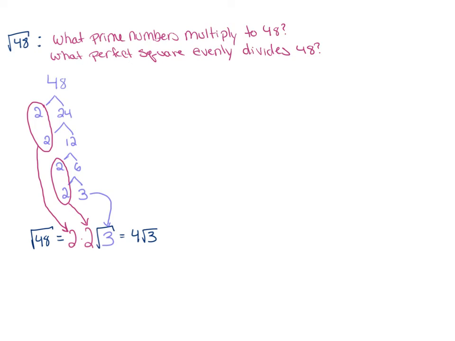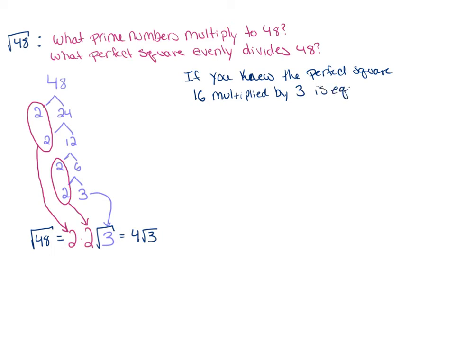Now, if you knew the perfect square 16 multiplied by 3 is equal to 48, then you can complete the problem this way.